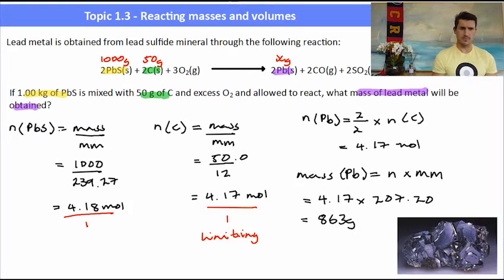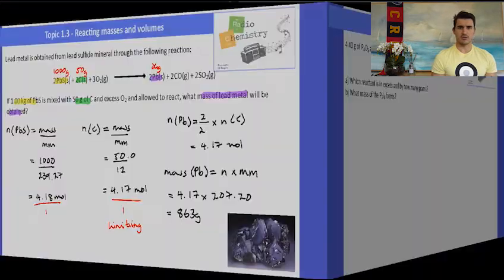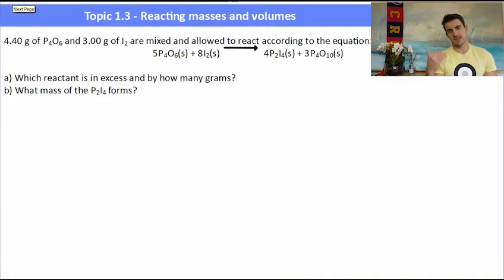To quickly review, make sure you find the number of moles of both, work out which one is limiting, and then use that in the ratio. Okay, final example. 4.40 grams of P4O6 and 3 grams of I2 are mixed and allowed to react according to the equation. Which reactant is in excess and by how many grams?